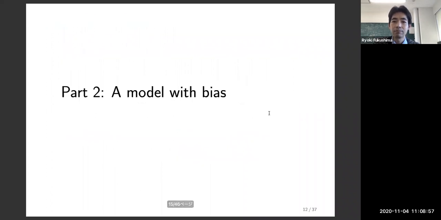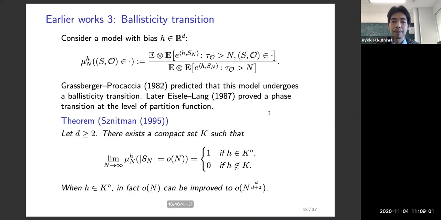And then I move on to a model with bias. So the model without bias is now quite well understood. And there is another model, a quite interesting model, which is with bias. So our conditional measure is now transformed in this way. So almost everything is the same, except that we have this exponential factor. H is in R^d. And here is this exponential factor, okay?